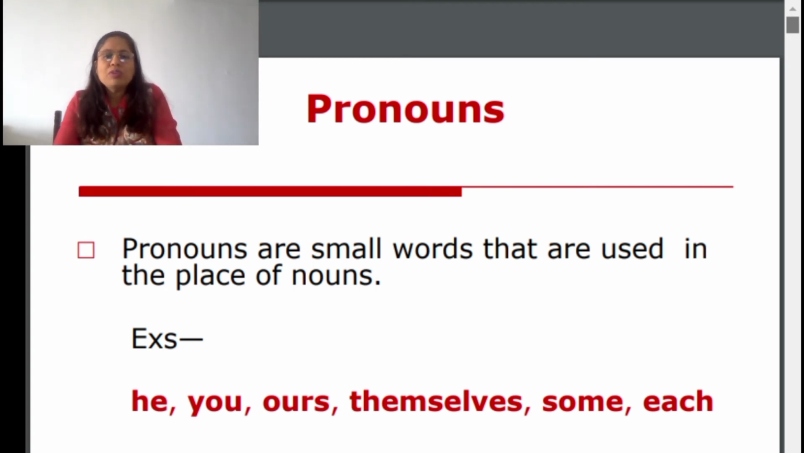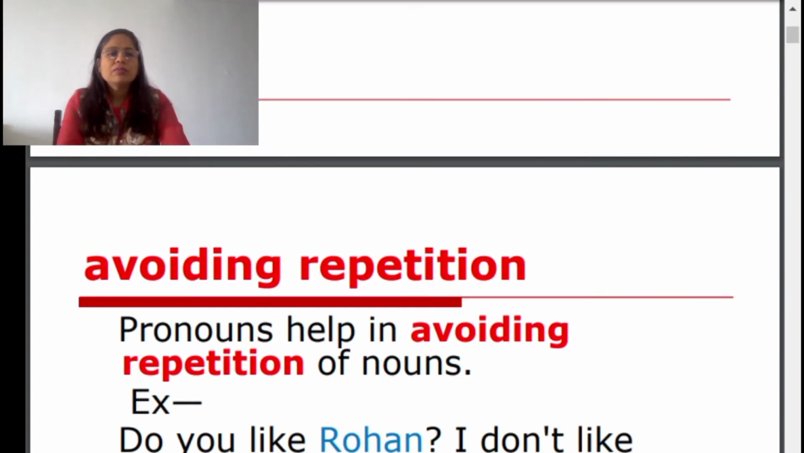Pronouns are small words that are used in the place of nouns. For example, I, you, he, she, our, ourselves, themselves, some. The main reason why we use pronouns is in order to avoid repetition in language. So, pronouns help in avoiding repetition of nouns.